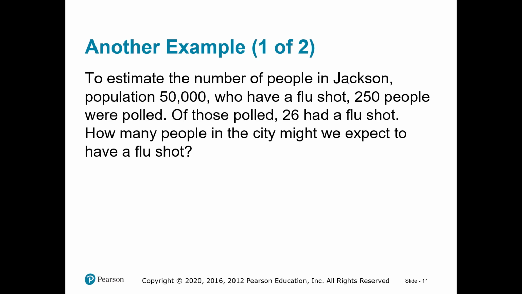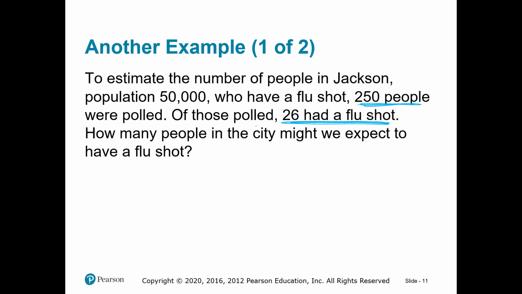To estimate the number of people in Jackson, the population of 50,000, who've had a flu shot, they polled 250 people. Of those polled, 26 had a flu shot. So they want to know how many people in the city might expect to have the flu shot. Now here's the deal. It's very challenging to poll 50,000 people. So what they did was they took a small group of people and they asked them, did you have a flu shot? And in this case, out of those 250 people, 26 had the flu shot.